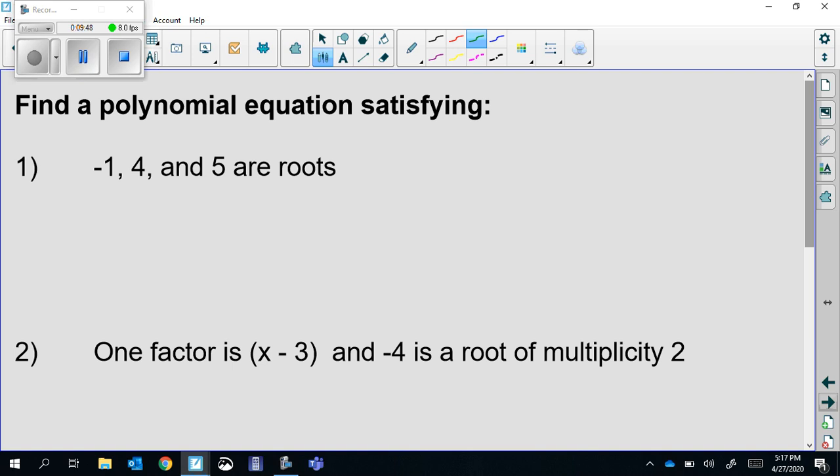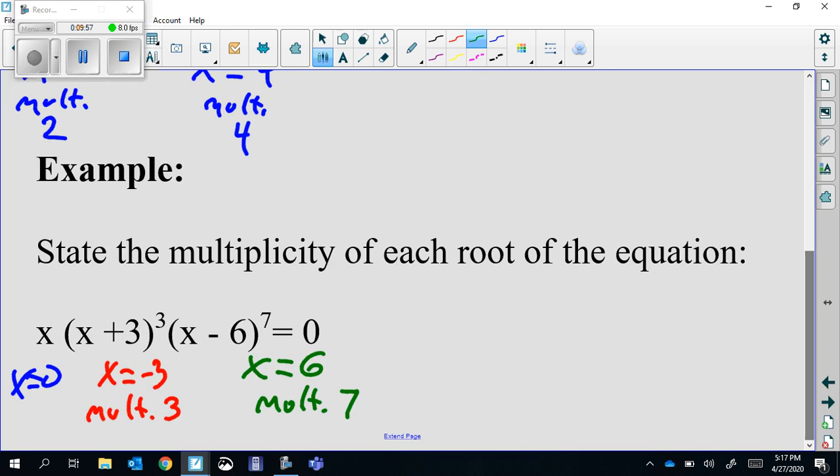All right, so this last part is finding polynomials, writing them out, which means multiplying them out. So if these things are roots, it's the opposite of what we were just doing. This is review. You've done it in Algebra 2. I think we did it earlier this semester as well.